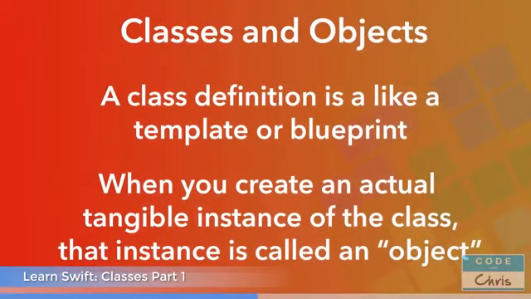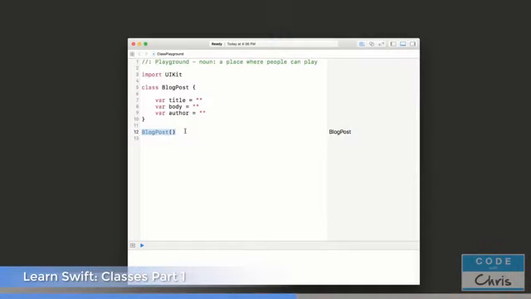So when you define a new class using the class keyword, that's what's known as a class definition, or just class. But when you create actual instances of that class, those are called objects. You can think of your class definition as a template or a blueprint, and you use that template to create actual tangible BlogPost objects. So let's jump back to the playground here. This is a very important concept to understand.